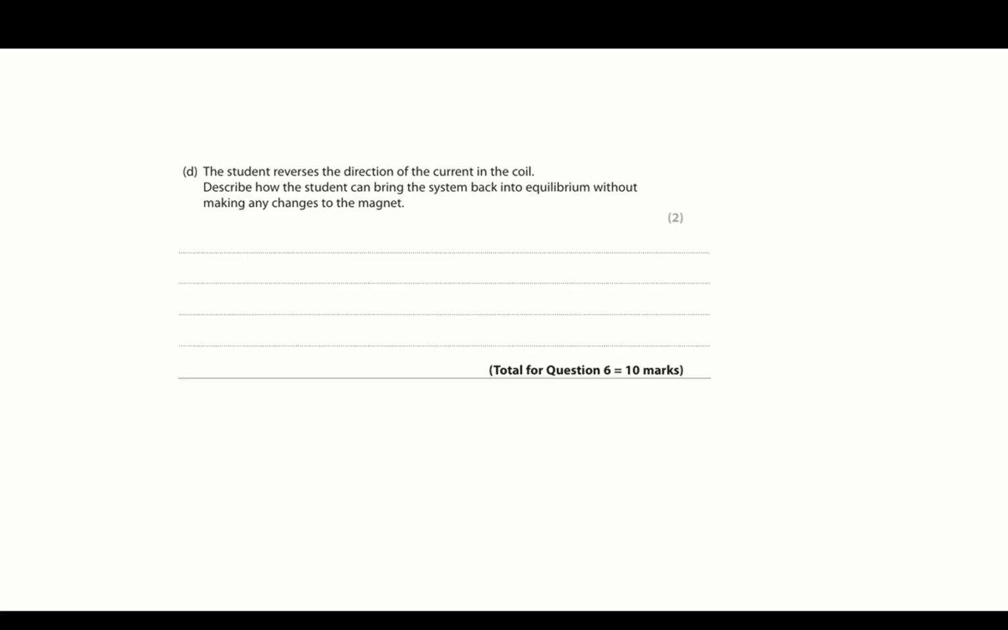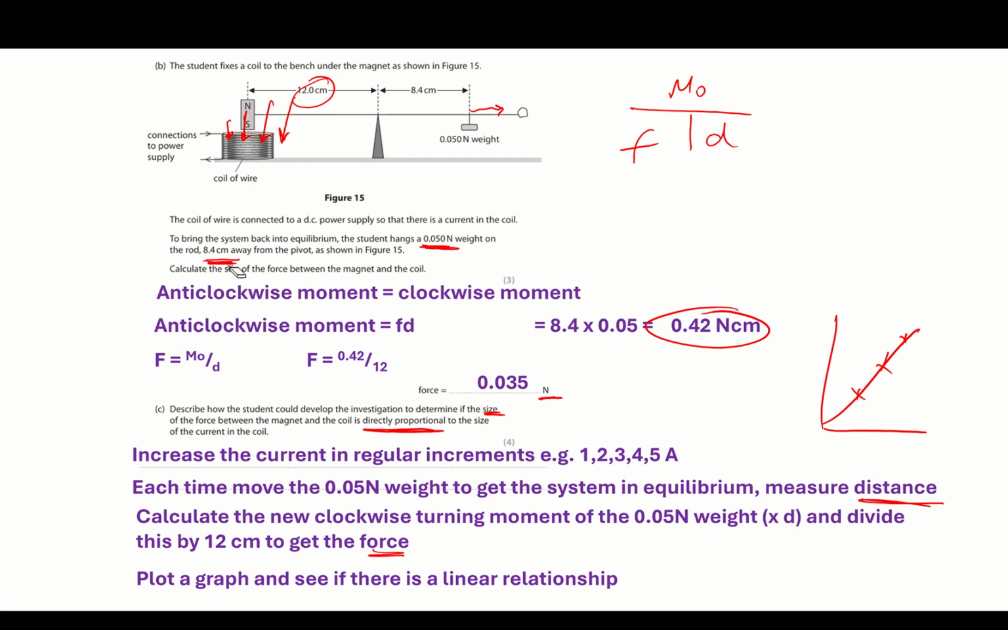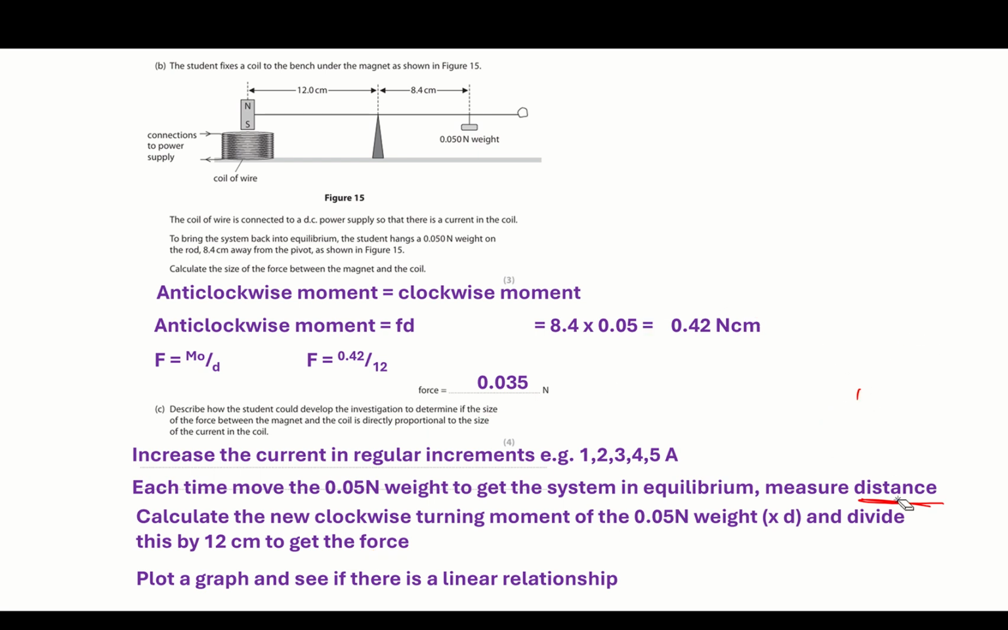The student reverses the direction of the current in the coil. Describe how the student can bring the system back into equilibrium without making any changes to the magnet. So let's get rid of all of this. What it's saying now is, well, before this was pulling down and we had to increase this turning moment to make that pull down. But now this is pushing it up, and this is quite a tricky thing.